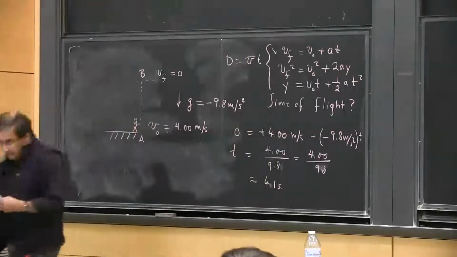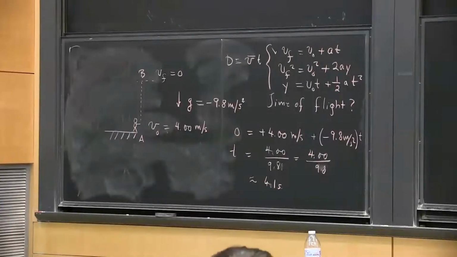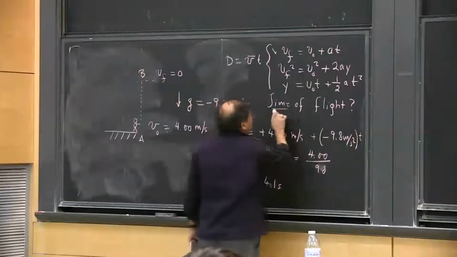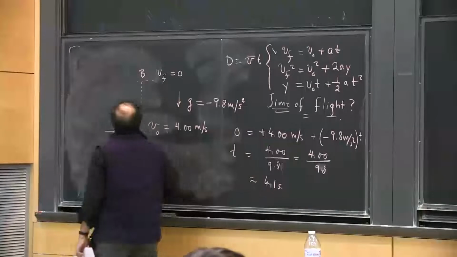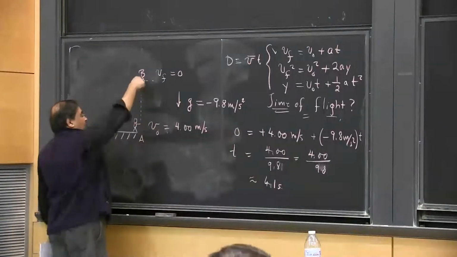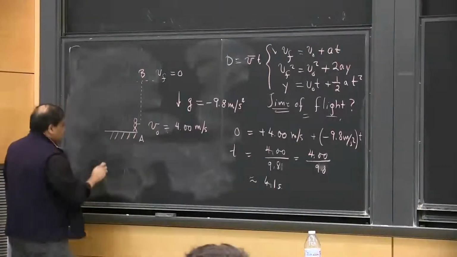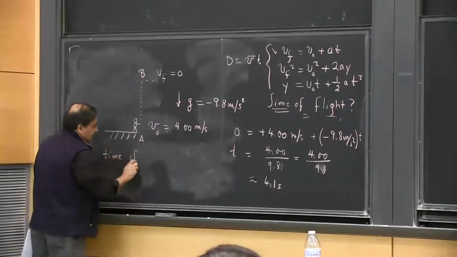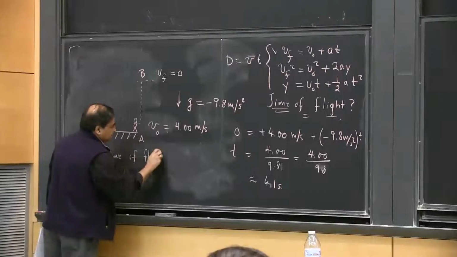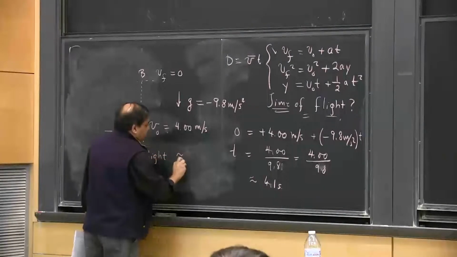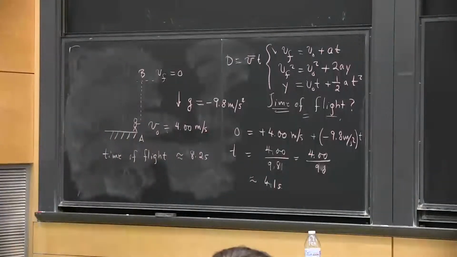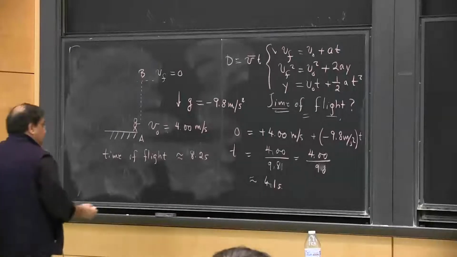So it's very easy to see that this is the total time taken for it to go up. And since we want the time of flight, which means all the time it's flying, it's going from A to B and then back again to A. So time of flight will be twice this amount, approximately 0.8 seconds as I'm approximating now. Okay, any questions? All right, you shouldn't have any questions.